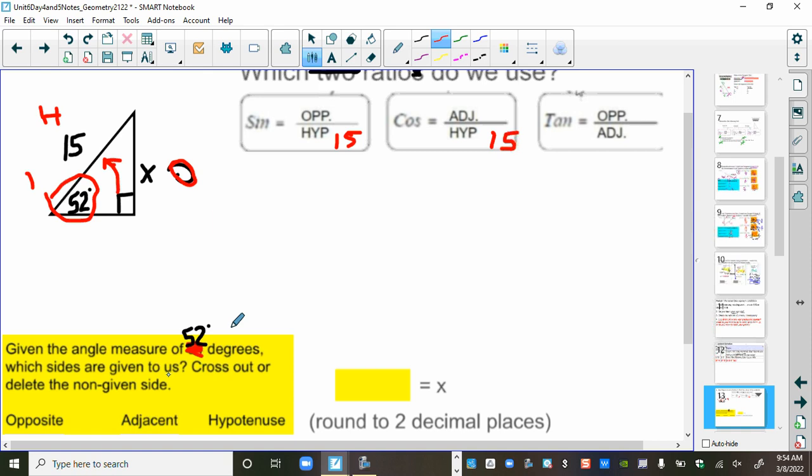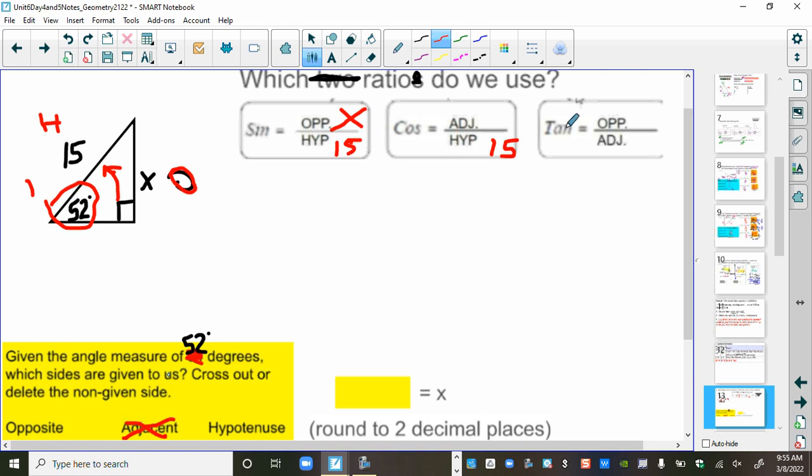So your opposite is here. So that means the adjacent gets crossed out. So we don't have the adjacent. So that means out of the three, which one do we use? Out of the three, which ratio? Sine, cosine, or tangent? Well, do we have anything marked for the tangent? Absolutely not. Cosine, not enough. We have the hypotenuse, but we don't have the adjacent, so we have to use the sine.